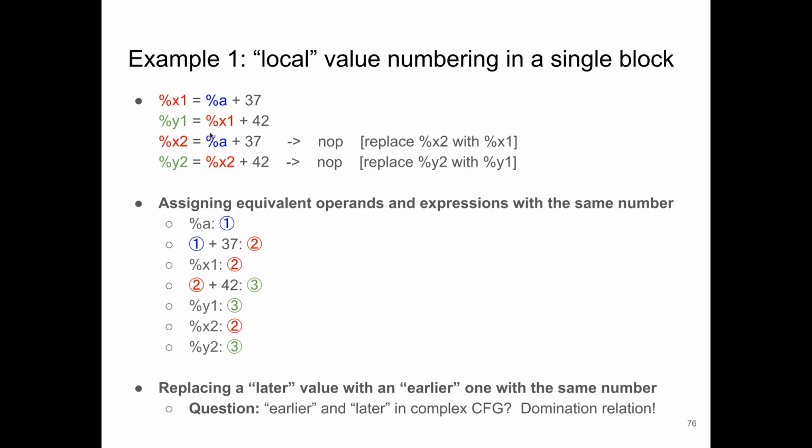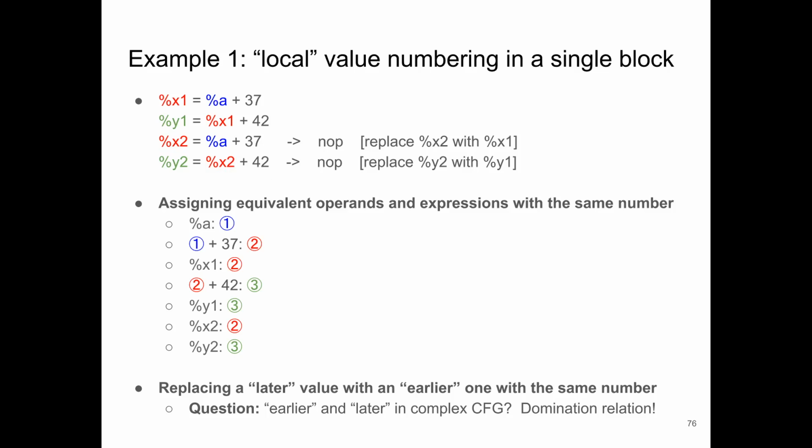And later, we're going to compute x1 plus 42, and let's say it is y1. And here, an important thing happens. We are again computing a plus 37 and naming it x2. As the name suggests, you can immediately see that x1 and x2 should have the same value. And furthermore, we are going to calculate x2 plus 42, and let's name it y2.